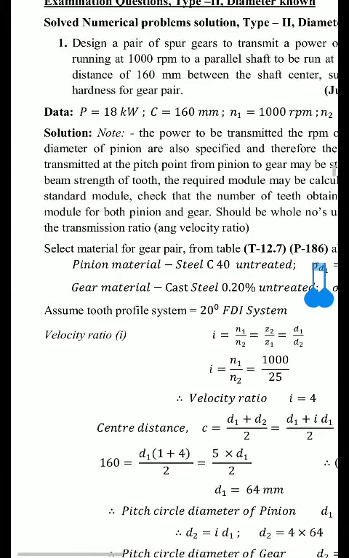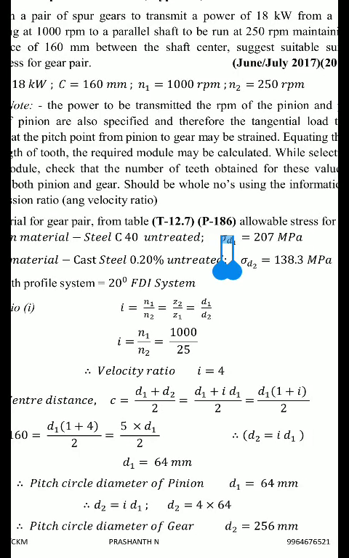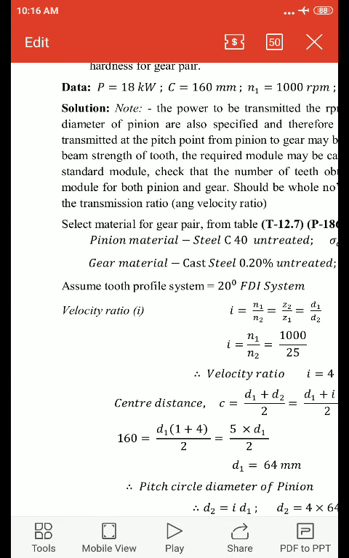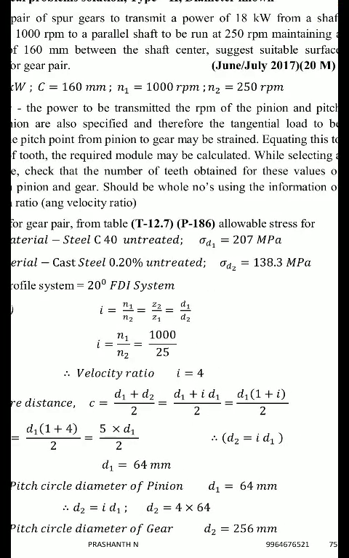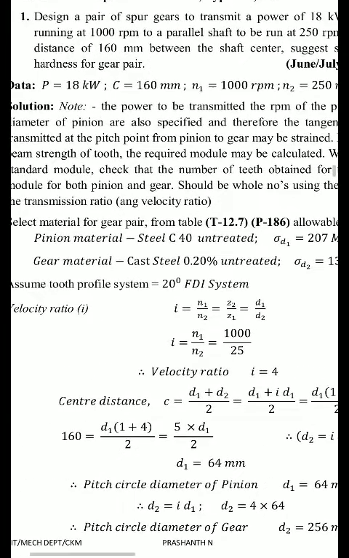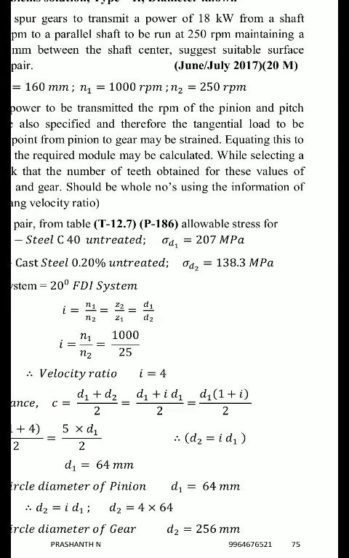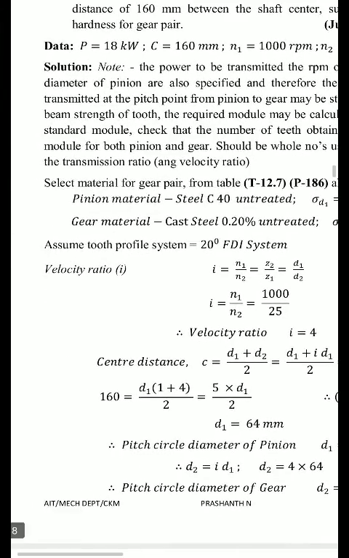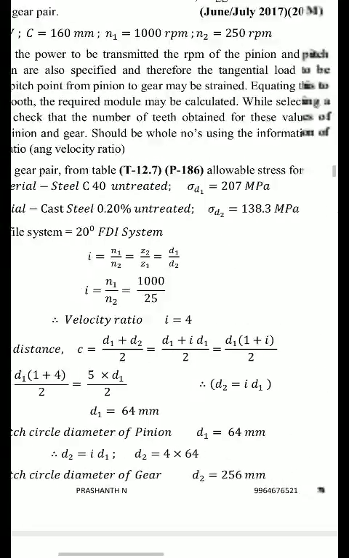Okay. Next, the material gears per gear. Go to table number 12.7, page number 186. Allowable stress, we need to find out the first pinion and gear material. Pinion material, steel C40 untreated, sigma D1 is equal to 207, and gear material cast steel 0.2% untreated, sigma D2 is equal to 138.3. Okay, for pinion and gear, sigma D1, sigma D2, take down the values.